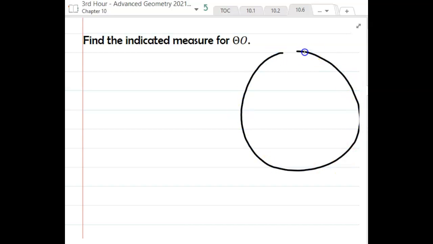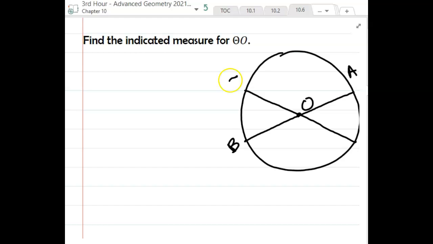So let's draw a nice big circle, circle O. So a circle with center O. And we are going to draw 2 diameters again. One of them is going to be A, B. The other diameter is going to be E, D.